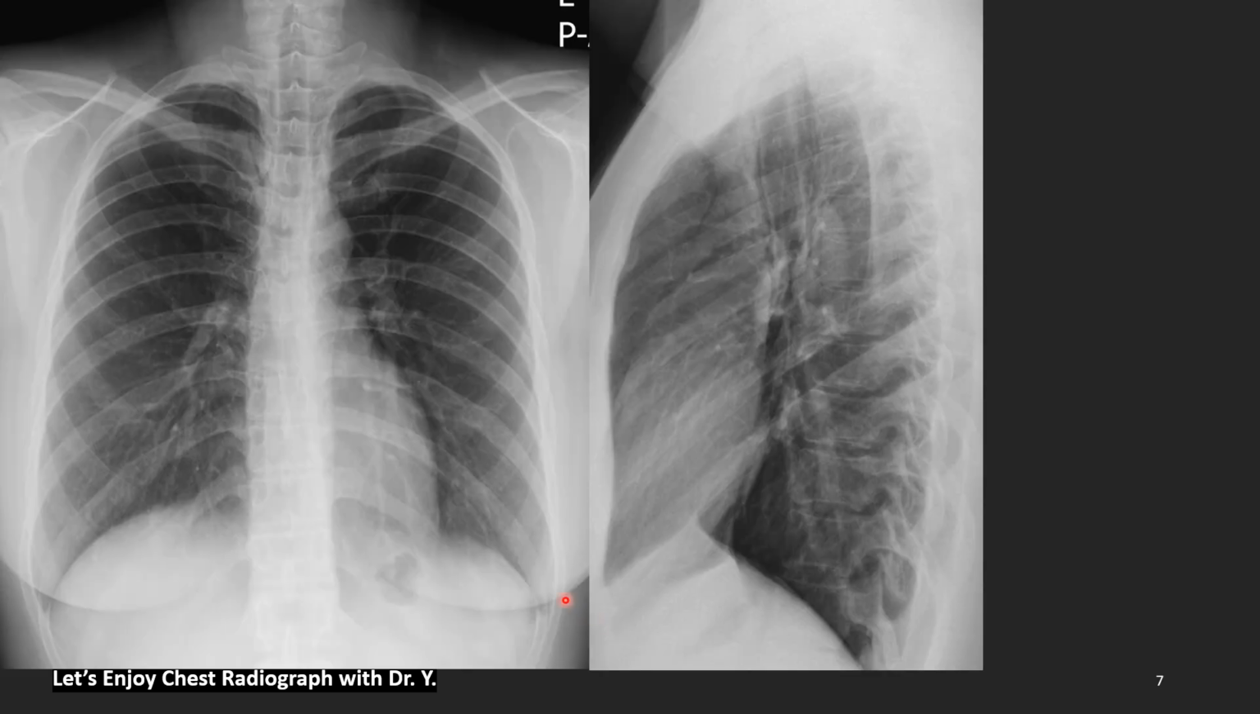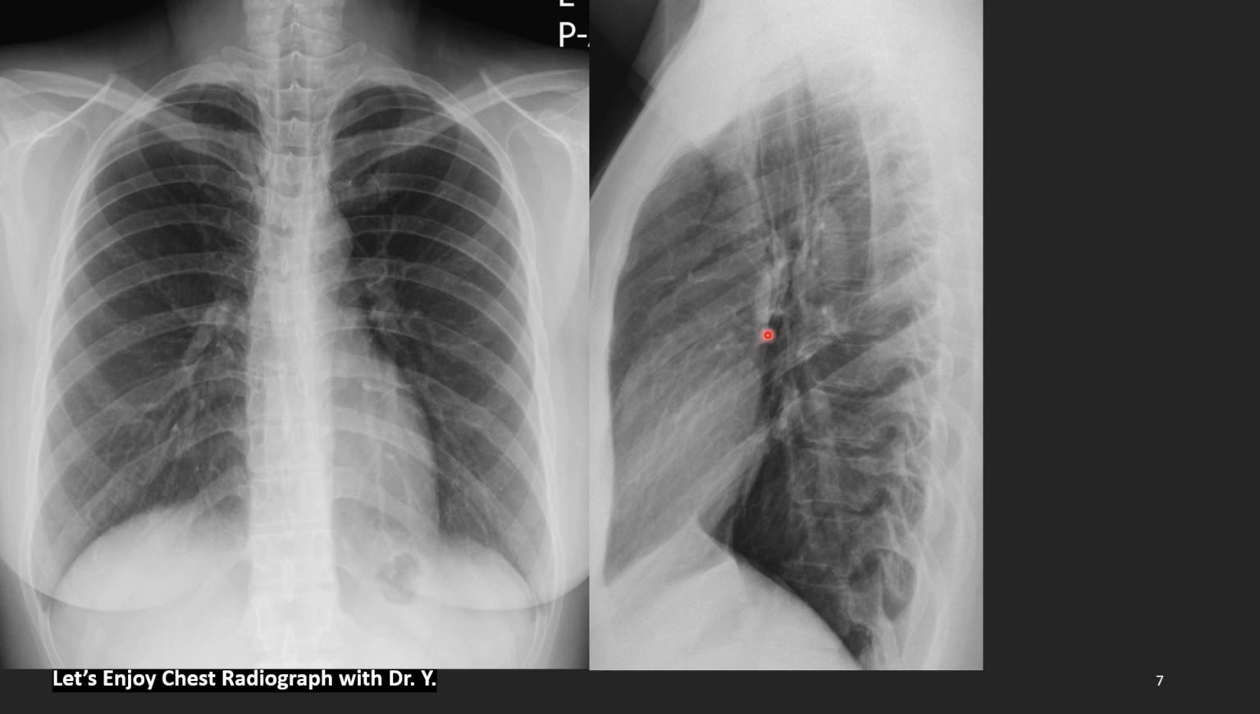Let's see this film, a frontal film. At midnight, this young lady with status asthmaticus visited the emergency room. What do we see? The lung field seems to be normal. The heart seems to be normal, not enlarged. What about this area? Look closely. Look closely. And this is the lateral film.